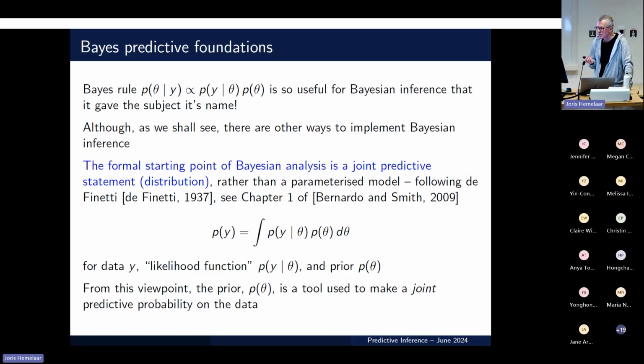Okay. Bayes' rule, that rule of how we get the conditional probability, is so useful that it gave Bayesian inference its name.